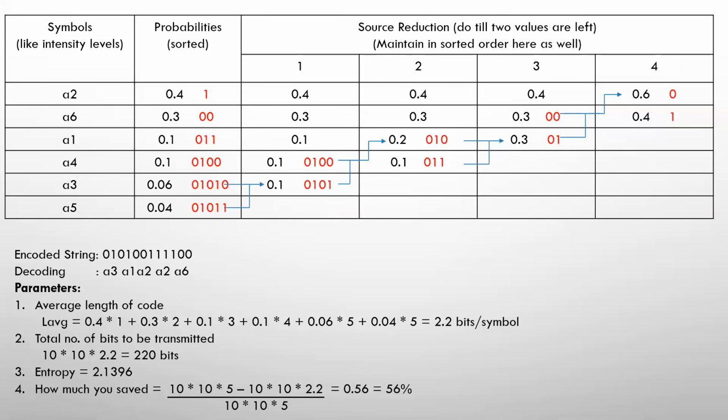So this is the same as the formula we did for relative redundancy, right? Which is L average minus H by L average. So this is also the same formula. This is 0.56, which is 56%. So you saved 56%. That's the beauty, 56%. That is so much, right?